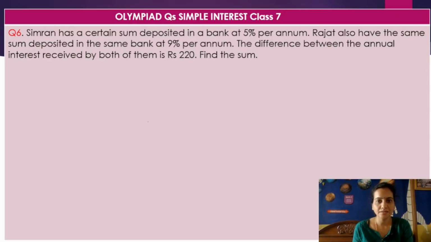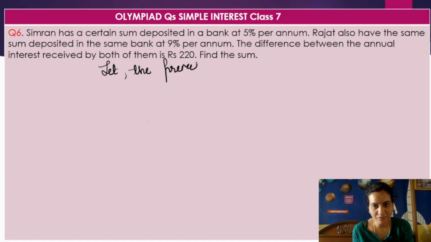Simran has a certain sum deposited in a bank at 5% per annum. Rajat also has the same sum deposited in the same bank at 9% per annum. The difference between the annual interest received by both of them is rupees 220. Find the sum. So let that principal amount be rupees X.